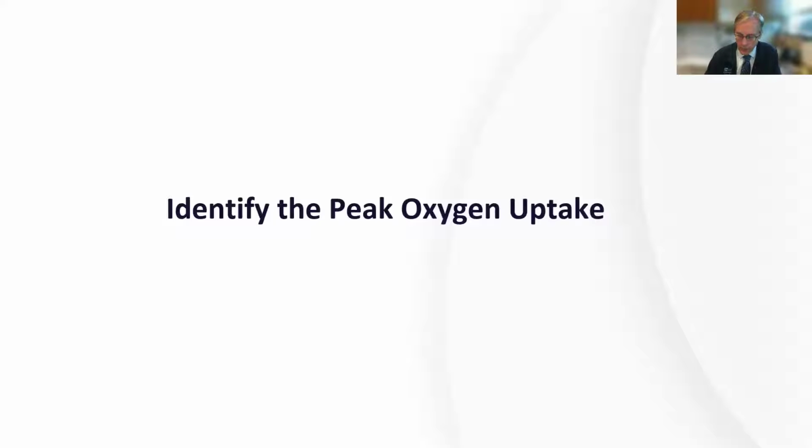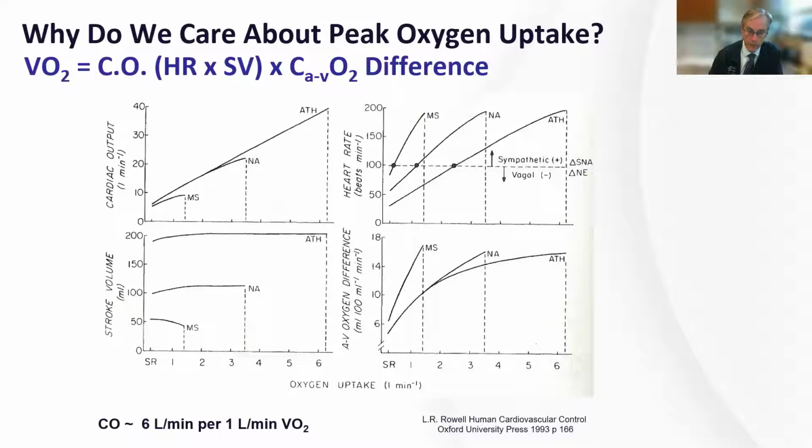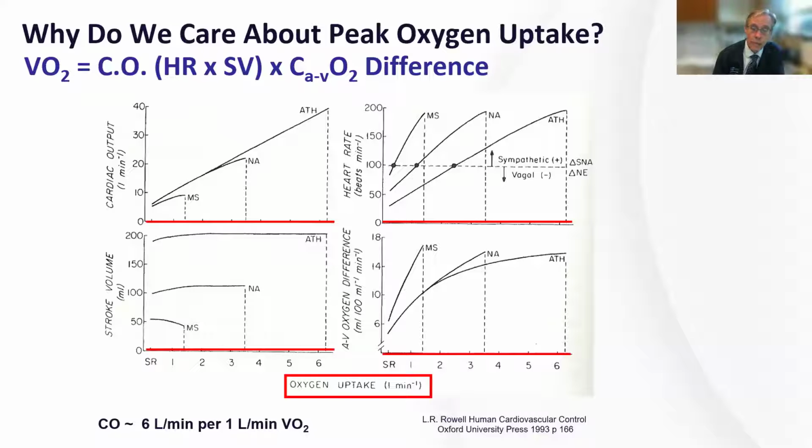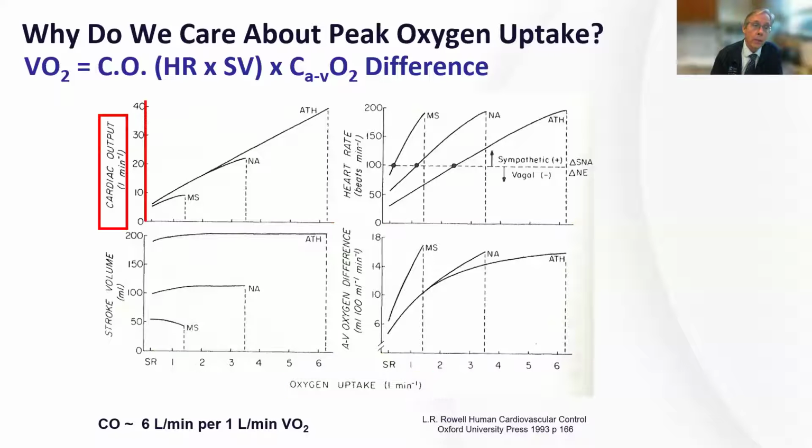So the first thing I think in interpretation really is looking at the peak oxygen uptake. And so this is actually a diagram that comes from Roell's book on cardiovascular control. And so the axis here is all oxygen uptake between 0 and 6. So remember that. The axis is not time, it's not work rate, it's oxygen uptake. But let's start up here. So cardiac output goes up about 6 liters for every liter of oxygen uptake.